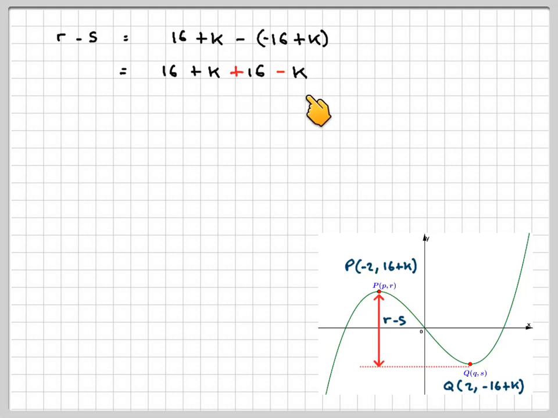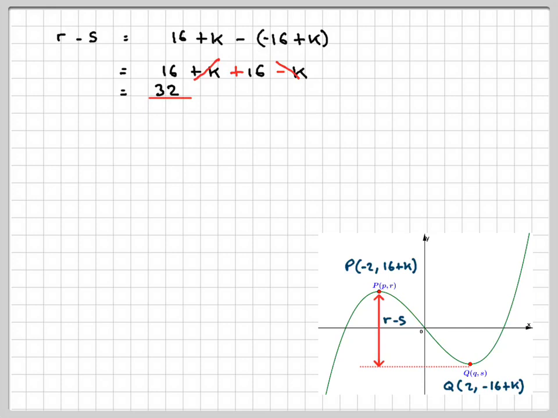So the k's will cancel out, so it didn't actually matter what k was. They will cancel out, so k has no effect on this. This difference will always be 32. In fact, it doesn't matter where you raise it up, the difference will always be 32.